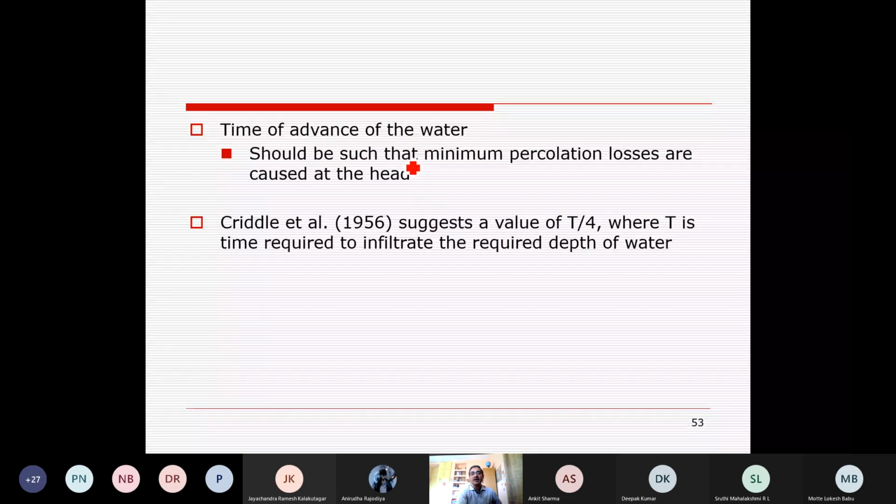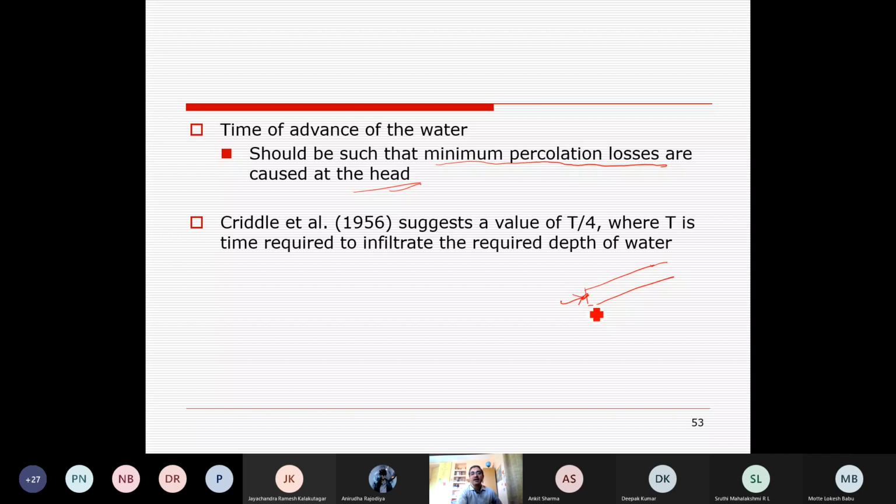The flow of the water should be such that minimum percolation losses are caused at the head, because the head is from where water is diverted to this furrow or basin or border. So minimum loss of water because of percolation, because this is the area which receives the maximum amount of water from the beginning, and when the supply is cut back or stopped, even at that point it has sufficient water. So loss of water is minimum from this point.